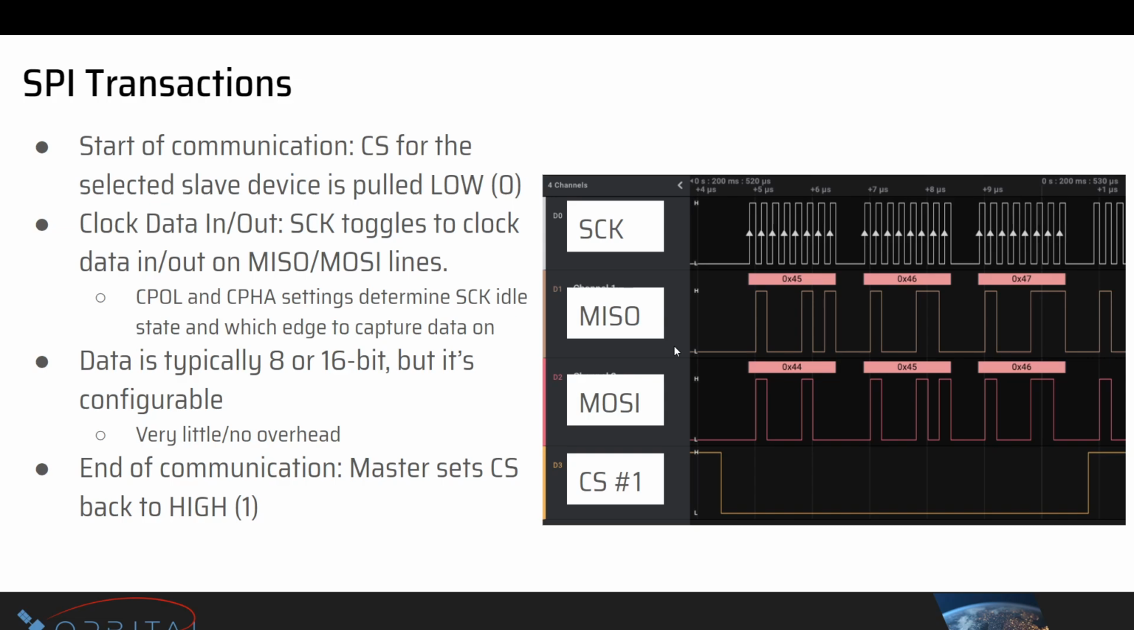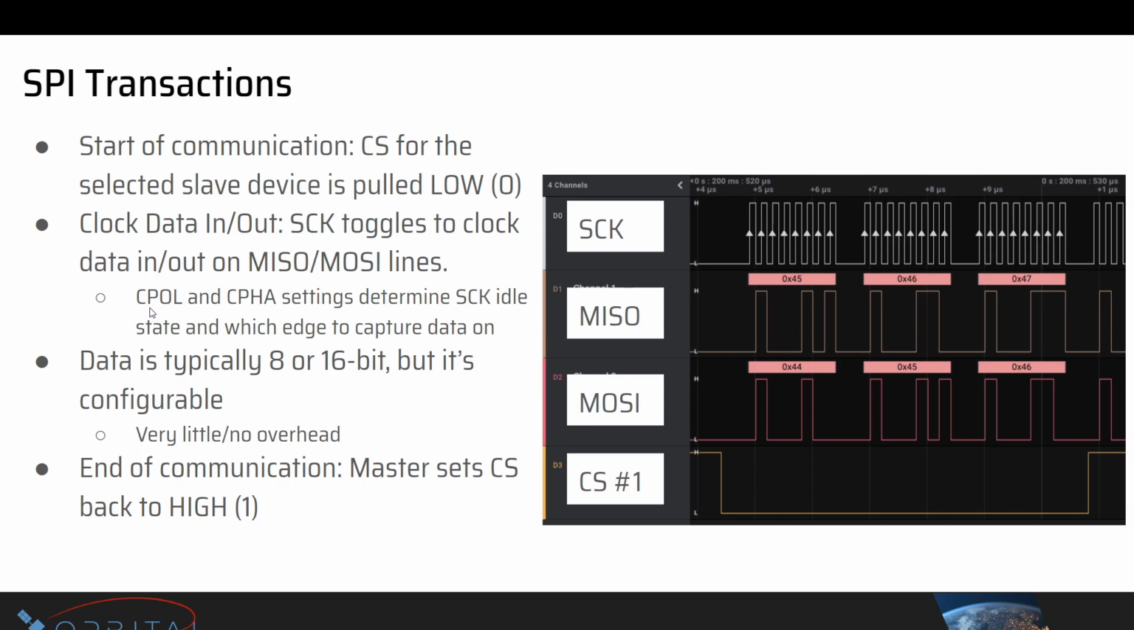So for the start of the communication, you would pull the chip select low for whichever device you want to talk to. By default, the chip select would be high, and then when you want to talk to a certain device, the master will pull it low to indicate that it's starting communications. And then you have the clock. The serial clock will toggle to clock data in and out of the MOSI and MISO lines.